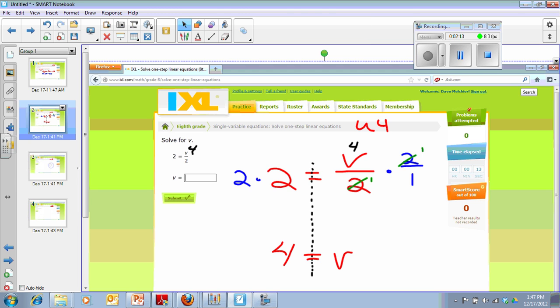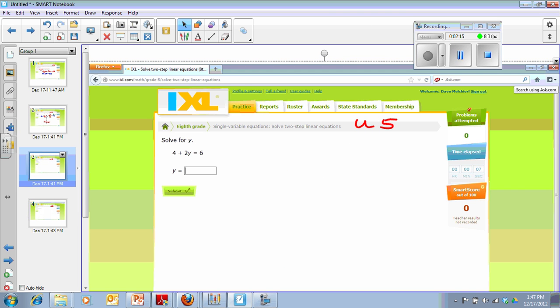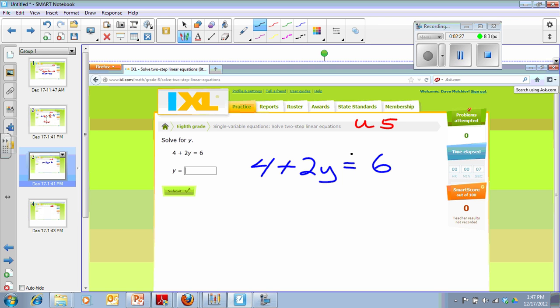Our next example comes off of 2-step equations. The example that I have here is 4 plus 2y, all of this equals 6. Once again, I'm going to use the same method we've been talking on in class. I'm going to go ahead and put a dotted line right down the equal sign. Remember, I want to get y all by itself. So when I think about this, I need to get rid of 2 things: the positive 4 and the positive 2 coefficient of y. Let's do the positive 4 first.